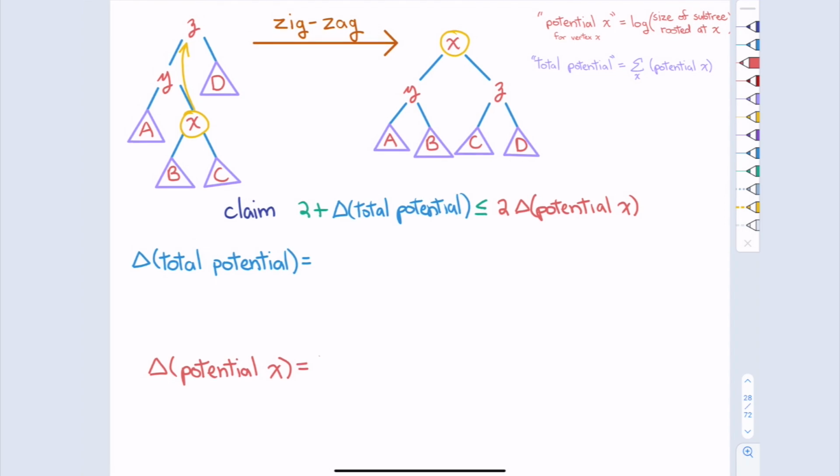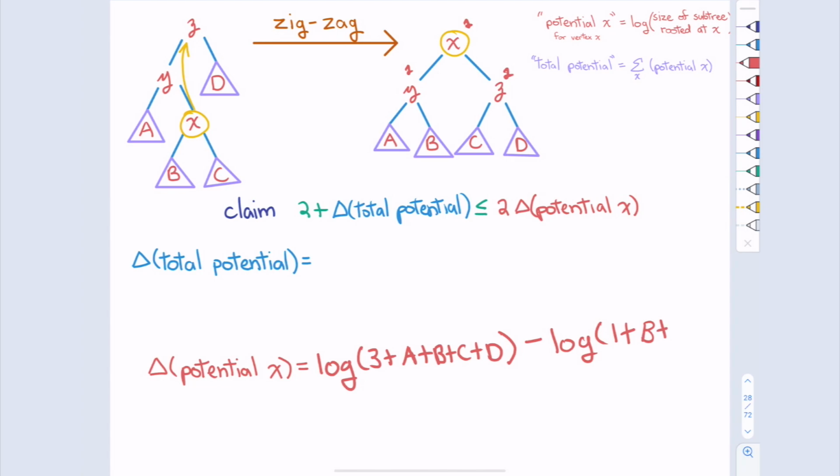Afterwards, x will have potential that's log of, we have one for x, one for y, one for z, and then a plus b plus c plus d, right? So we should get 3 plus a plus b plus c plus d. That would be the potential of x afterwards. And before, you have log of 1 plus b plus c. So x itself added on y, it added z, it added subtree a, and it added subtree d. And so that's the difference.